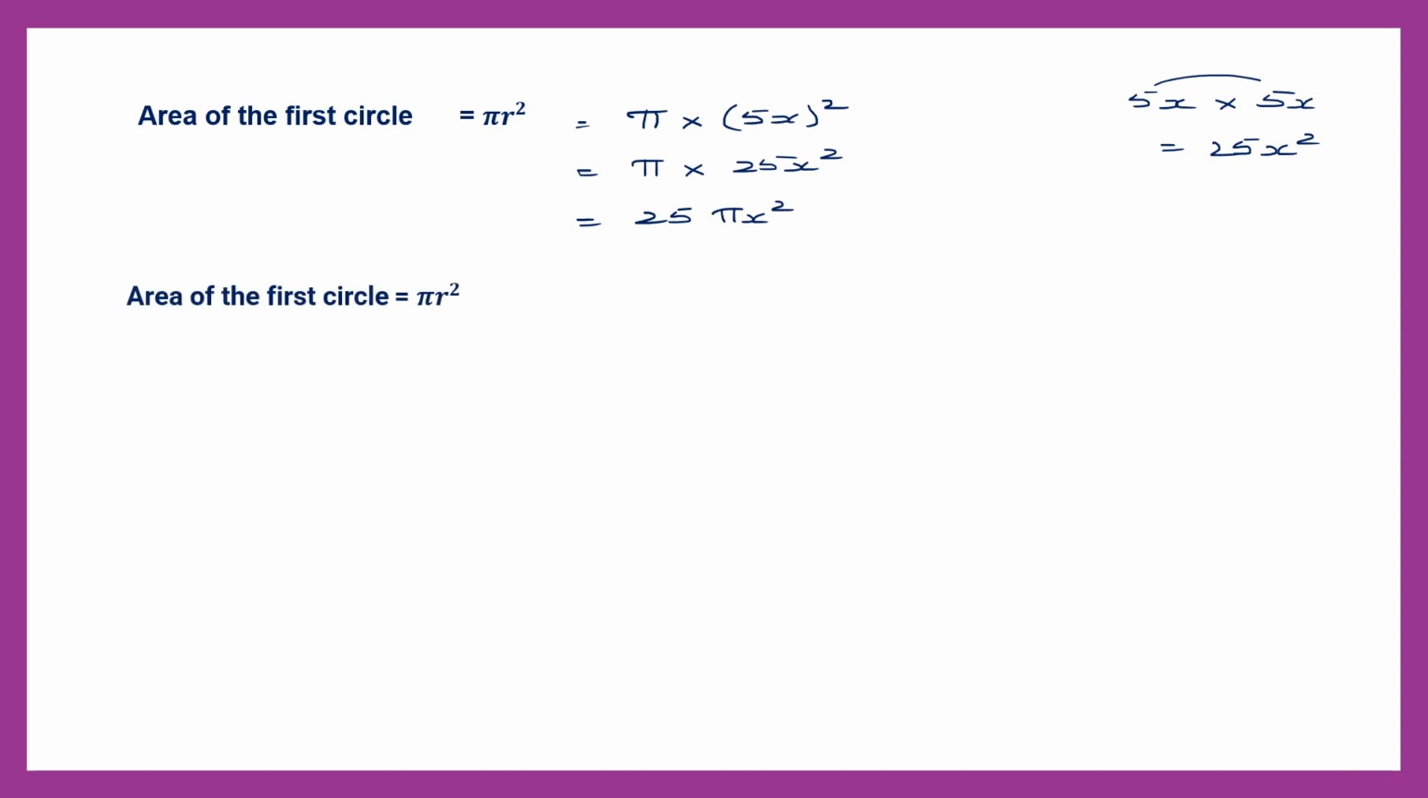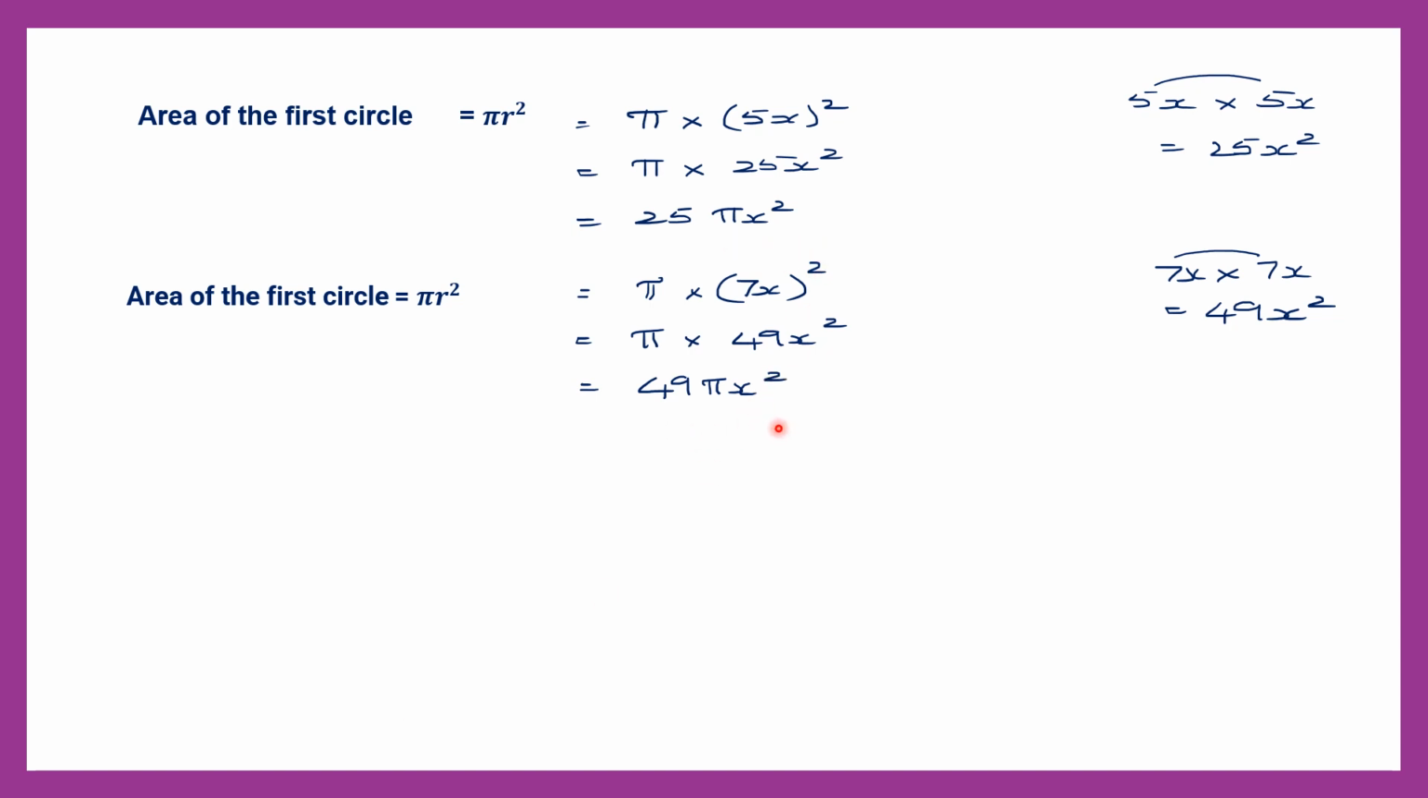Now let's find the area of the second circle in the same way, pi r square. So that is pi into, this time r is 7x, square. So 7x into 7x. So 7 into 7 is 49 and x into x is x square. So this will be pi into 49x square. So we can write it as 49 pi x square. So now we have the area of the first circle and the area of the second circle. We can find their ratio.